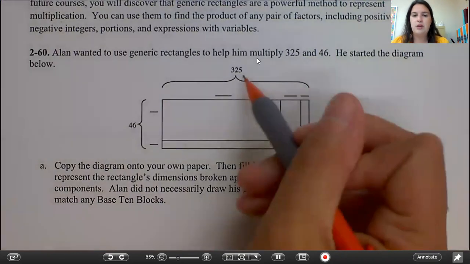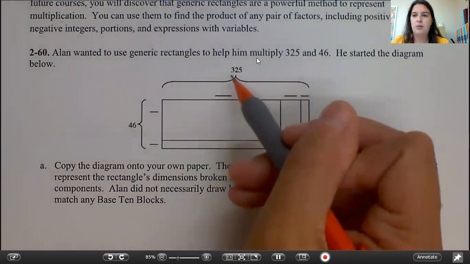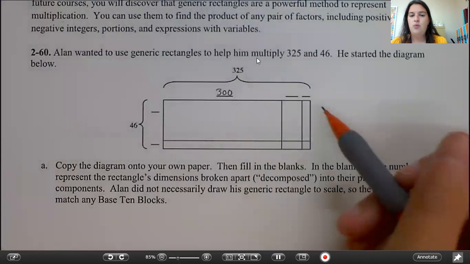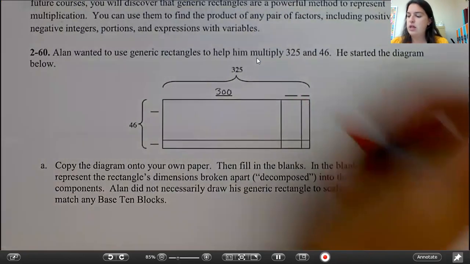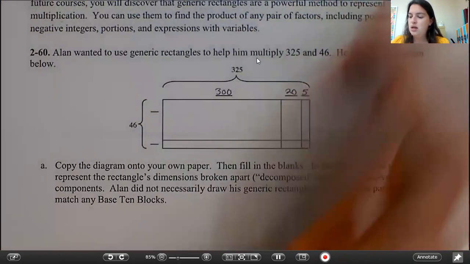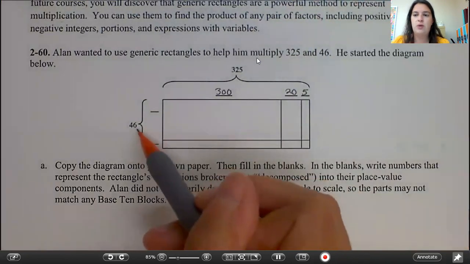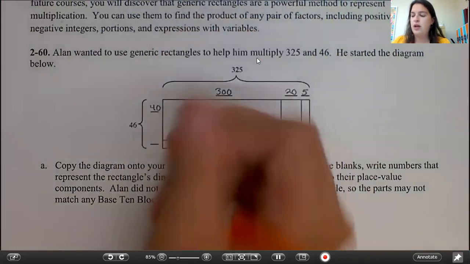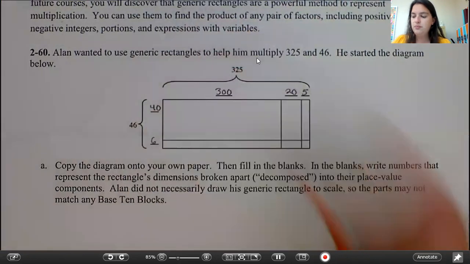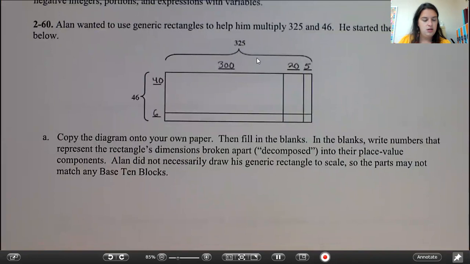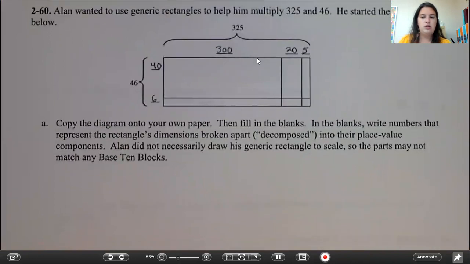So we need to break down 325. Well, what is in the 100 spot? 3, so we have 300. In the 10 spot, we have 2, so that's going to be 20. And then in our ones column, we have 5. Down the side, we only have a tens column and a ones column. So in our tens column is a 4, so 40. And in our ones column, we have a 6. So now we need to write the numbers, which we did.